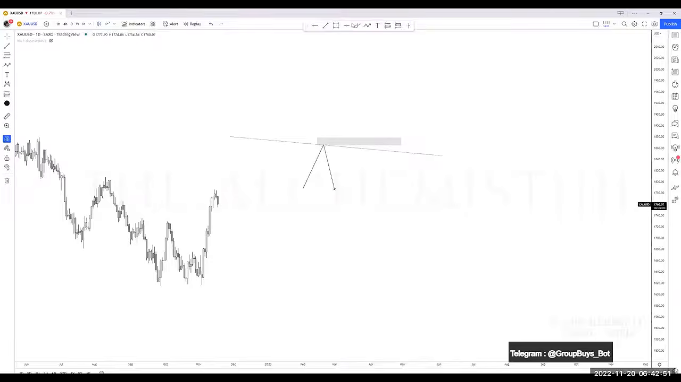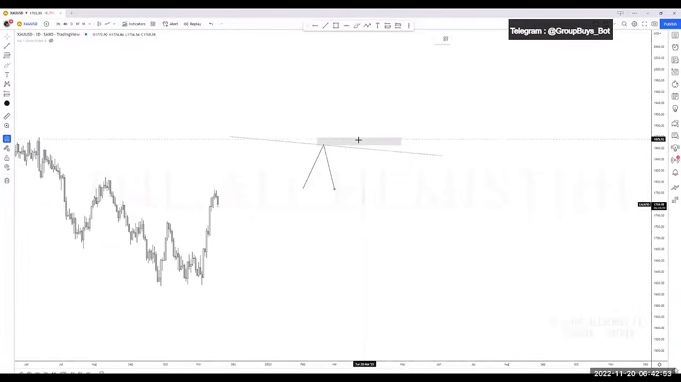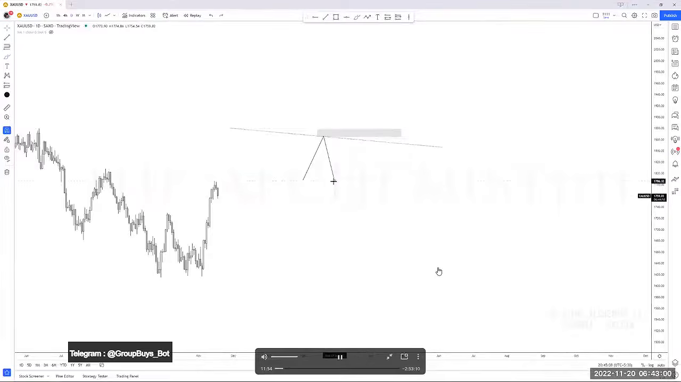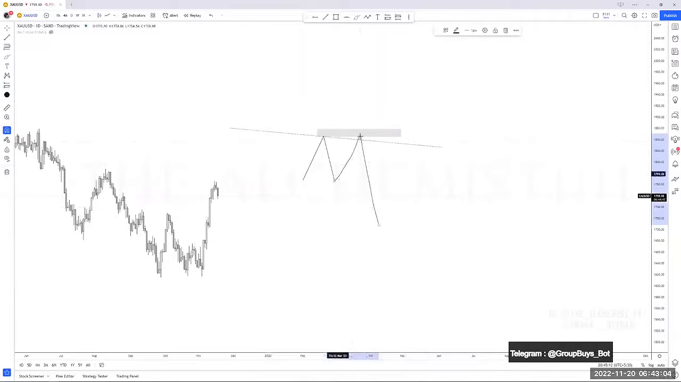So if a trend line is in line with this area, now we have almost two resistances. We have the key level of the daily, a resistance, as well as a trend line. So a trend line can be used as confluence. You can expect price to tap into the trend line and into this and then drop.